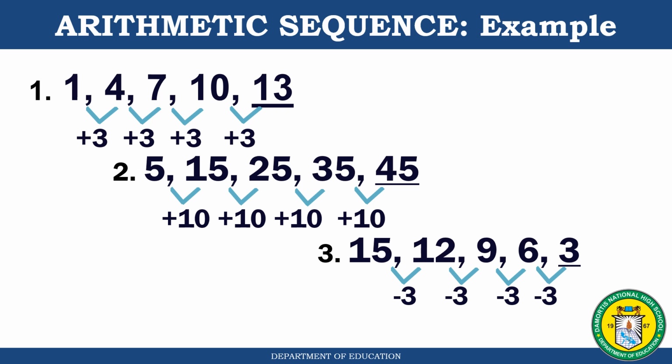So, as we can see in the example, in number 1, there is a common difference of the consecutive terms, and that is positive 3. And for number 2, there is a common difference which is positive 10. And for number 3, there is a common difference which is negative 3. So, each of the sequences in these three numbers is called an arithmetic sequence. Did you get it? Very good.